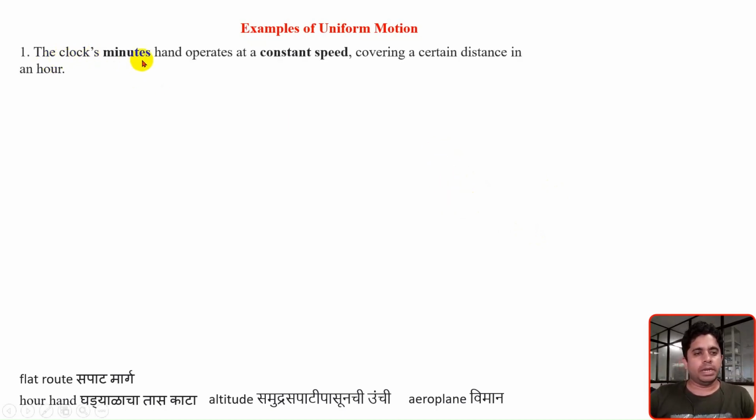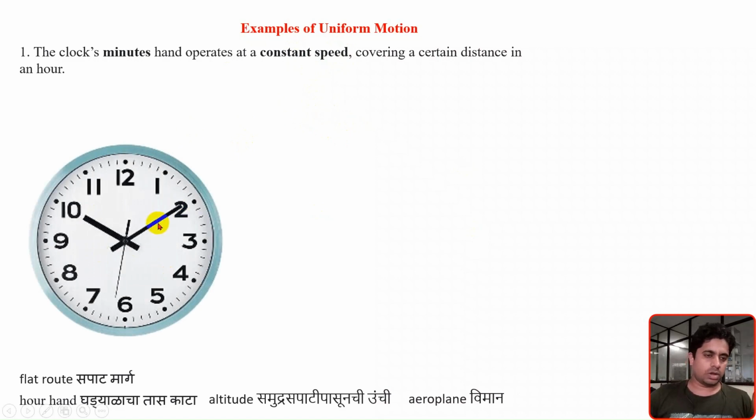The clock's minute hand operates at a constant speed, covering a certain distance in an hour. So uniform motion, what is the definition of uniform motion? The object travels equal distance in equal interval of time, and for uniform motion, speed is constant, or velocity is constant. The object is traveling with the same velocity.